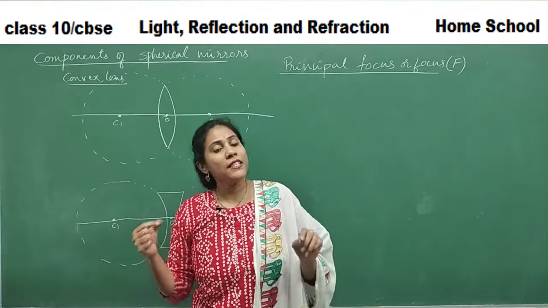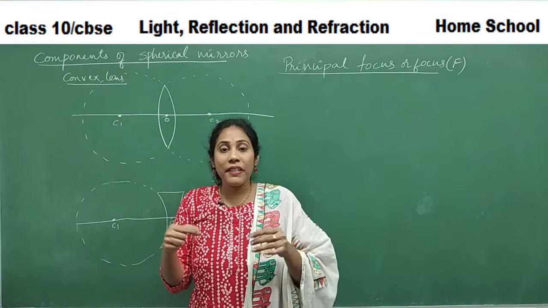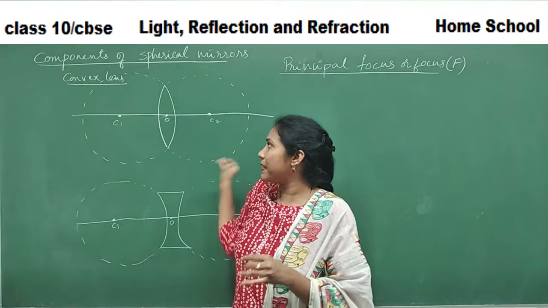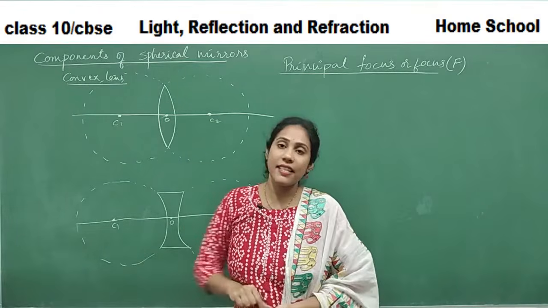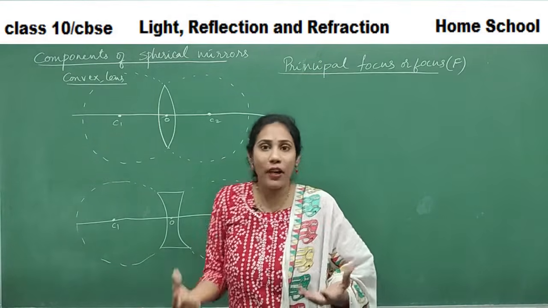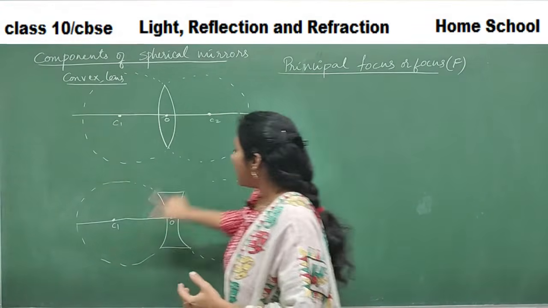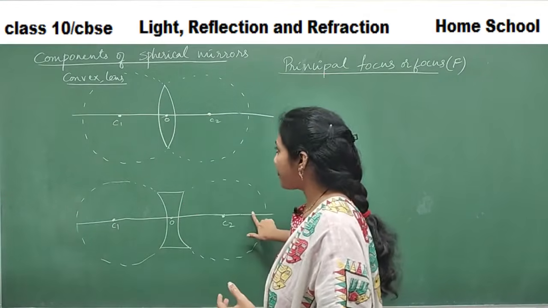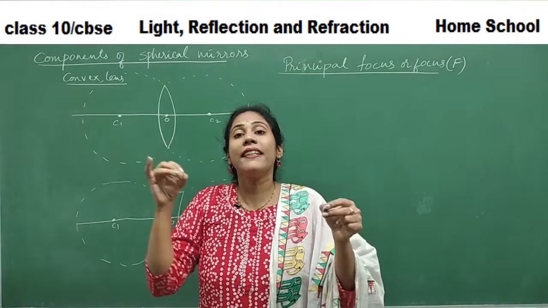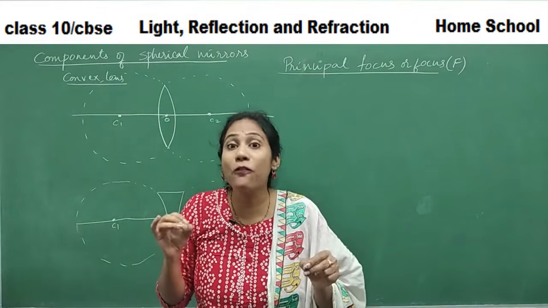Hey guys, do you remember principal focus in the case of spherical mirrors? How did we get to know our principal focus in the case of mirrors? In the same way, we have to get a principal focus in the case of convex lenses also. So what is a focus, guys? Actually, it is a point on a principal axis. The principal axis of a convex lens is this, the principal axis of a concave lens is this. It is a point on a principal axis where refracted rays come and meet, isn't it? That's what we call principal focus.